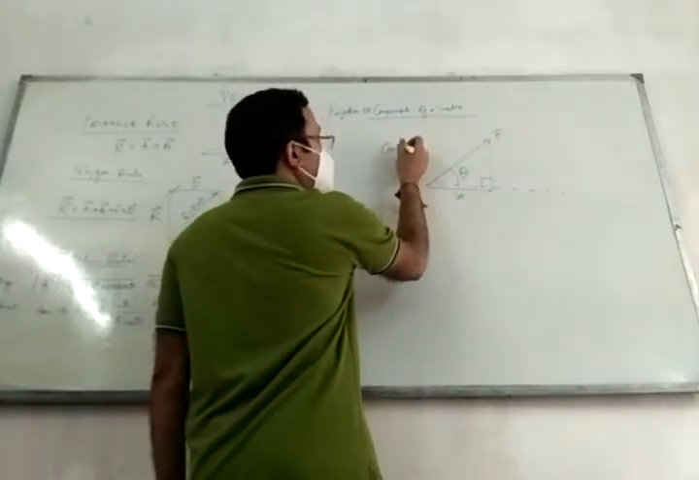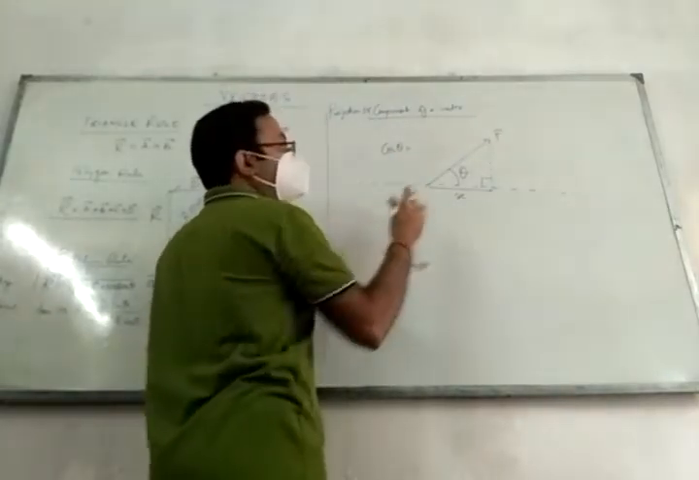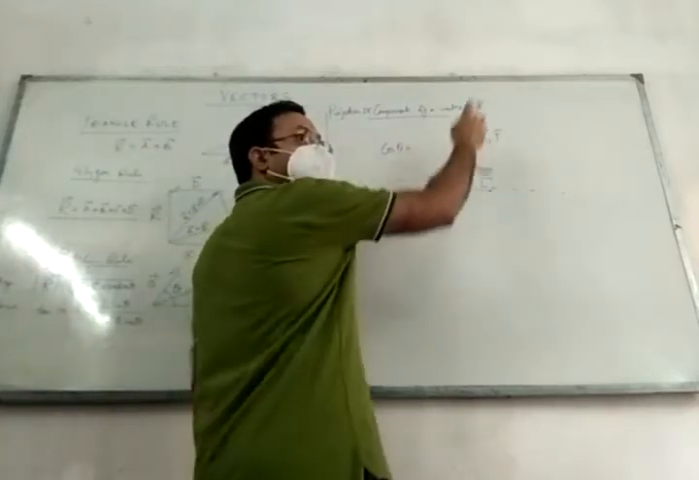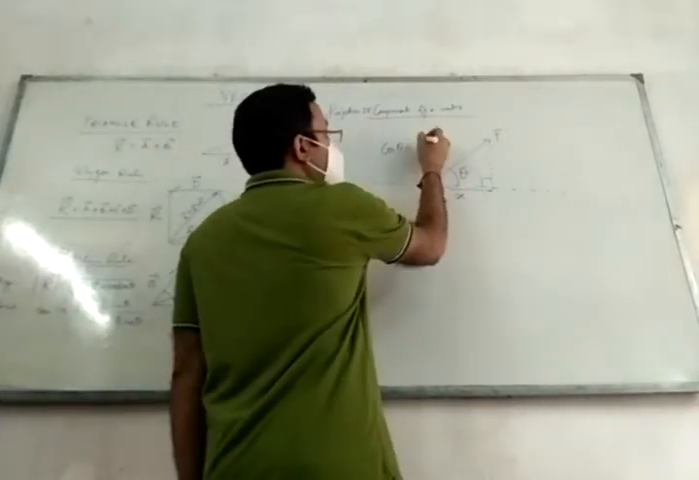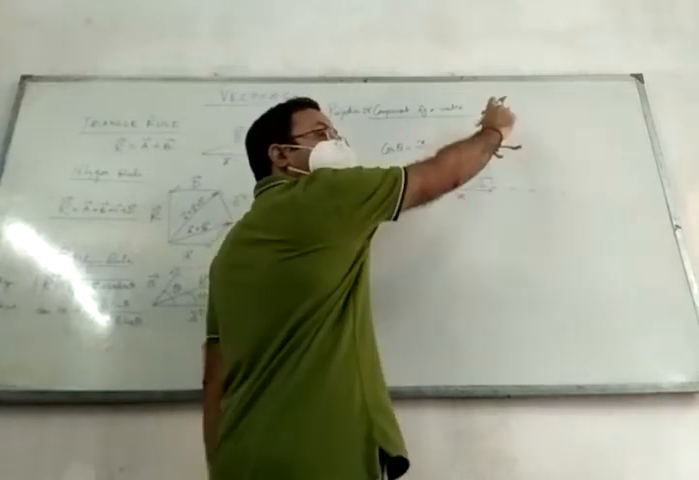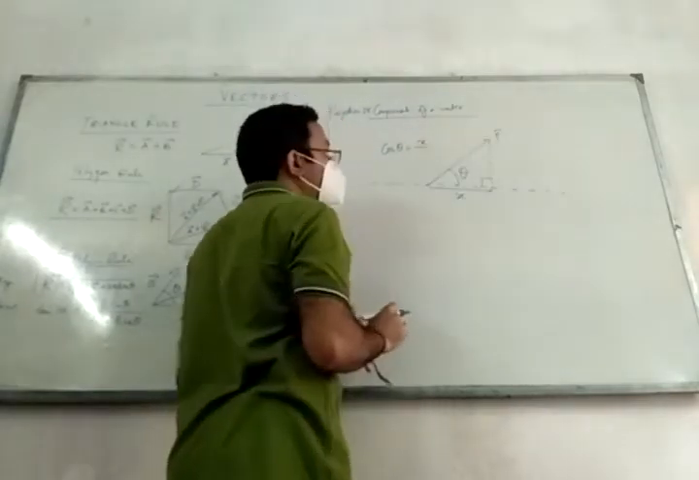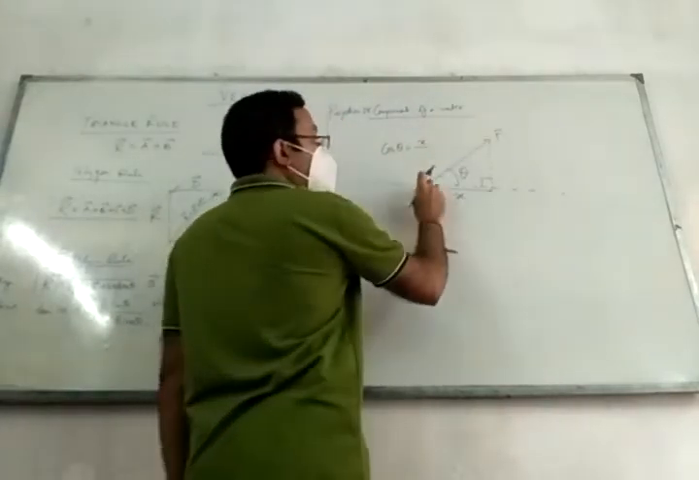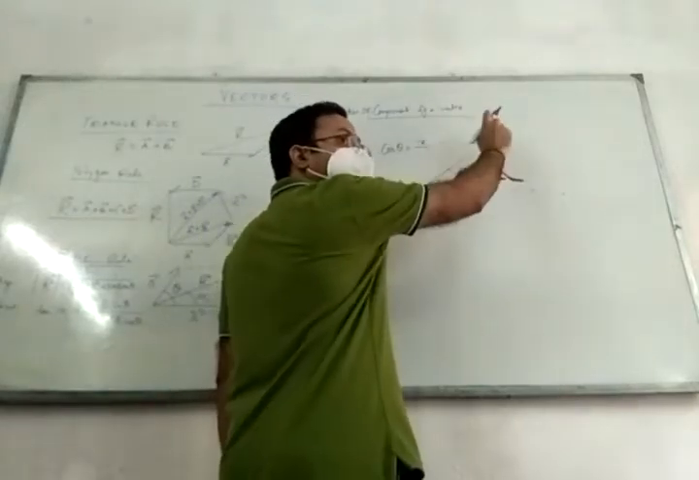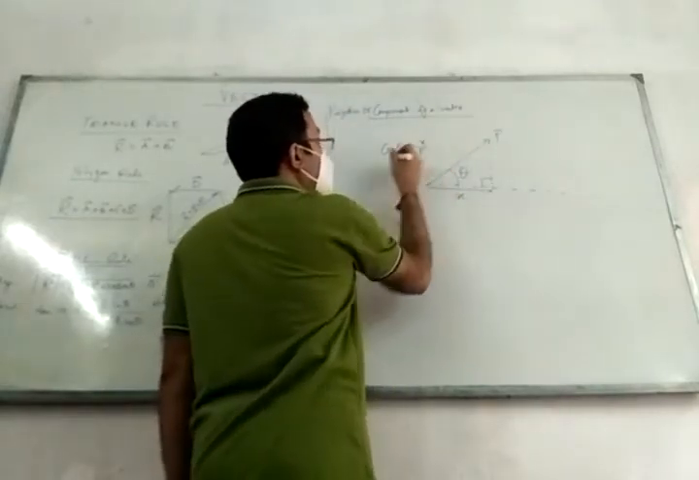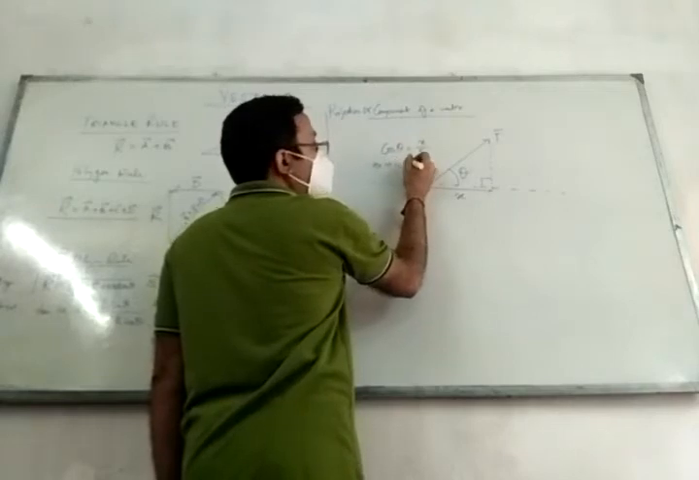Cos theta will be what? Base by hypotenuse. The base is x and the hypotenuse is the vector. So you get x is equal to what?